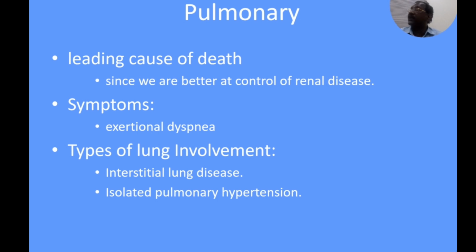Pulmonary disease is the leading cause of death, since we are better at controlling the renal disease. So nowadays, with good availability of dialysis facilities and renal transplantation, the most common causes of death in these scleroderma patients are pulmonary and cardiac.